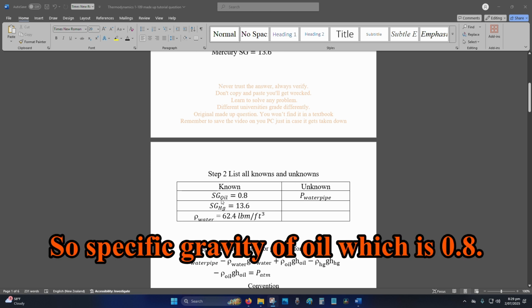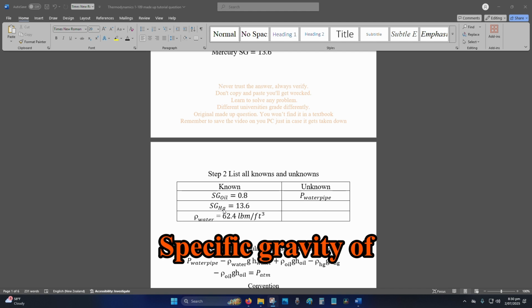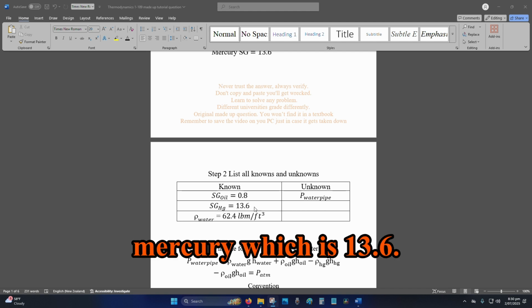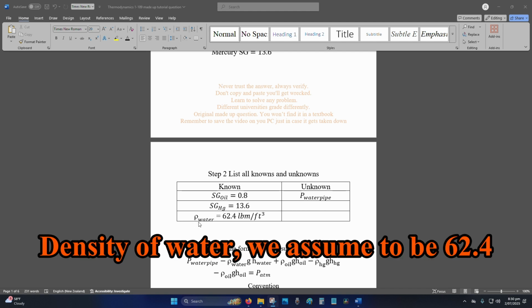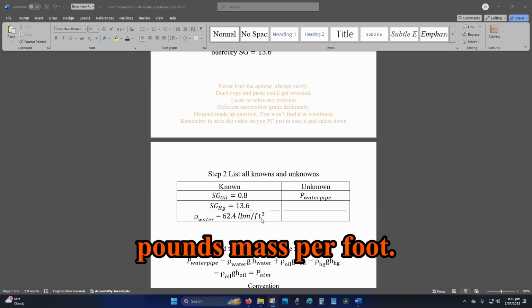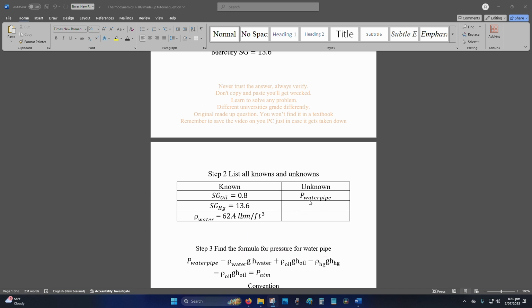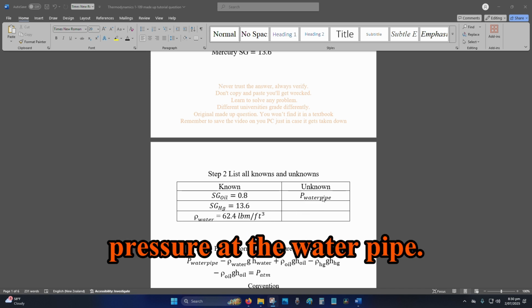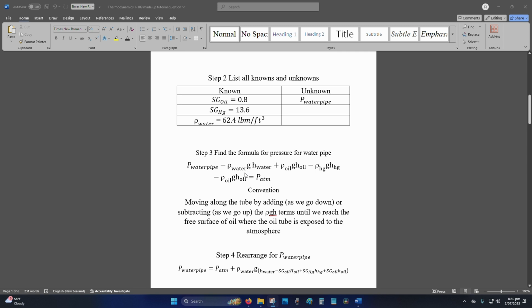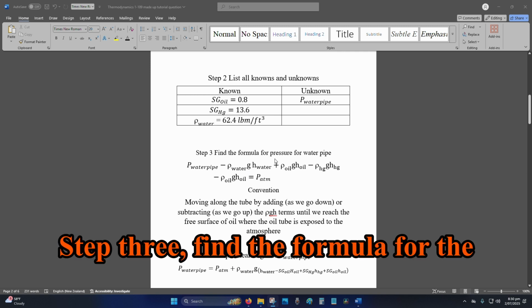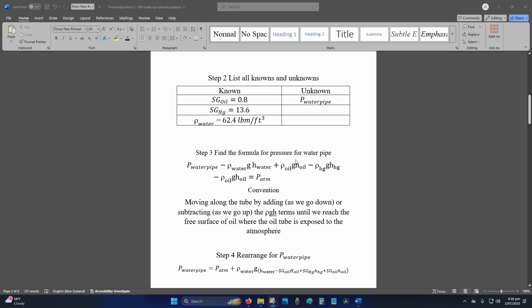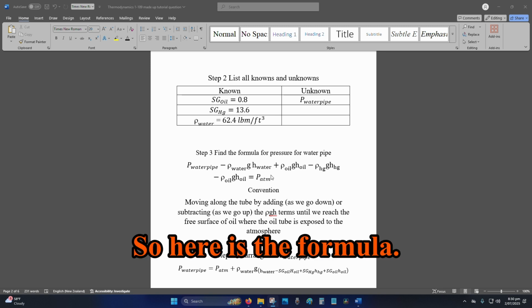So specific gravity of oil, which is 0.8, specific gravity of mercury, which is 13.6. Density of water we assume to be 62.4 pound mass per foot cube. And we want to find the pressure at the water pipe. Step 3, find the formula for the pressure for the water pipe. So here is the formula.